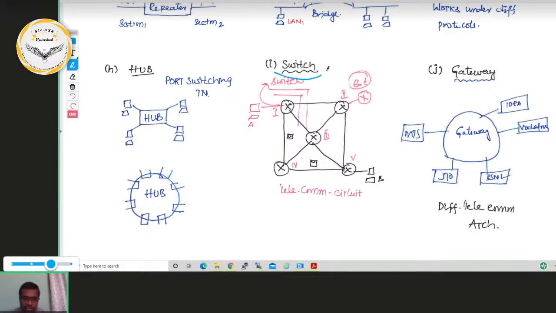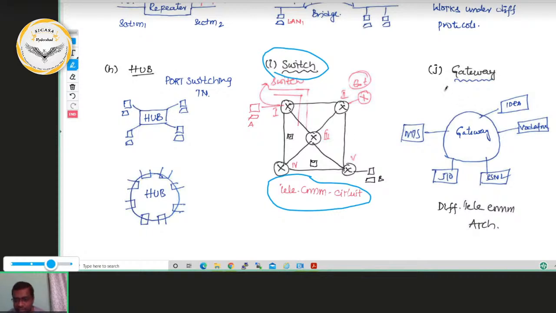Next one is called a switch. What do you mean by switch? Switch is required for the purpose of connecting telecommunication circuits. We studied packet switching, message switching, etc. What exactly is that particular network? That network is nothing but a telecommunication circuit. So if you want to connect different telecommunication circuits, then we need to use a switch.